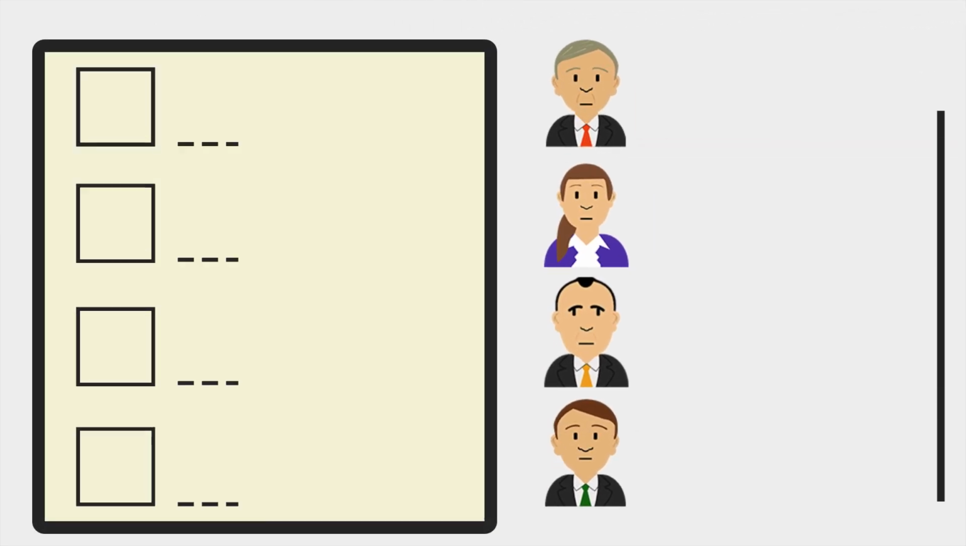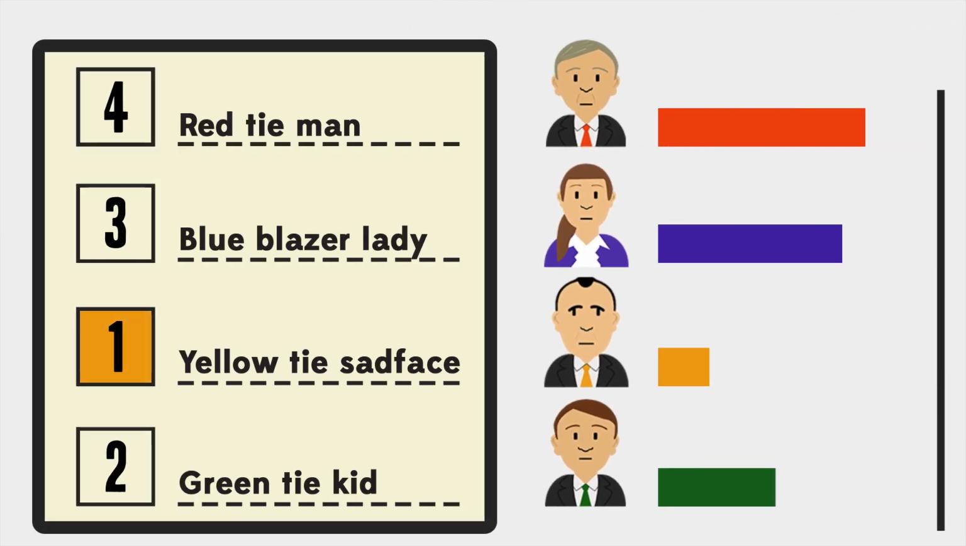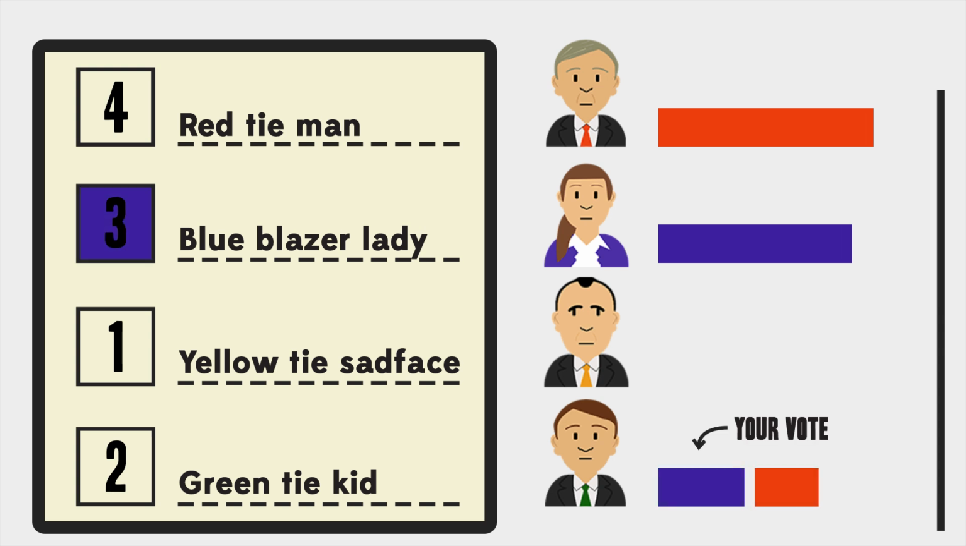If your number 1 candidate doesn't reach the quota, your vote's full value passes on to your number 2. If he or she isn't elected, the value is transferred to your number 3, and so on.